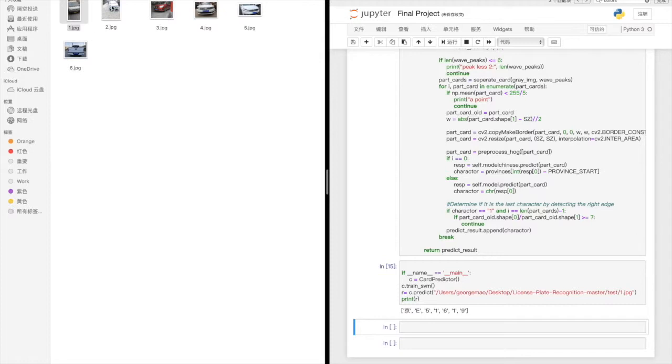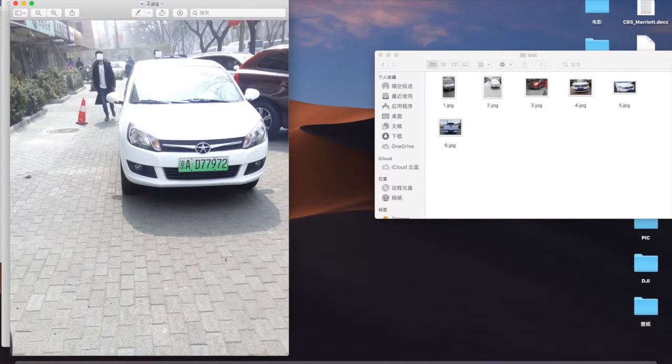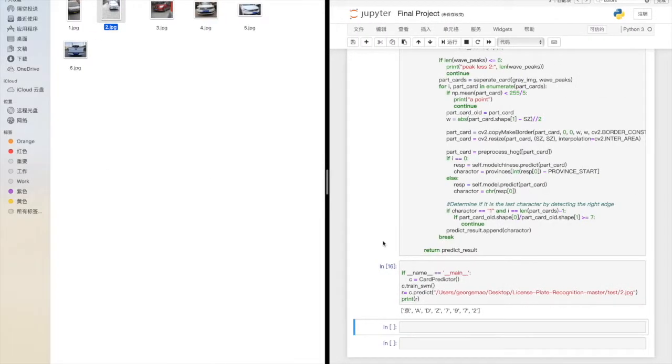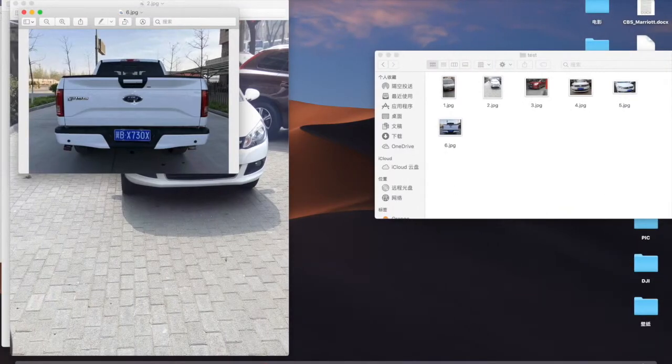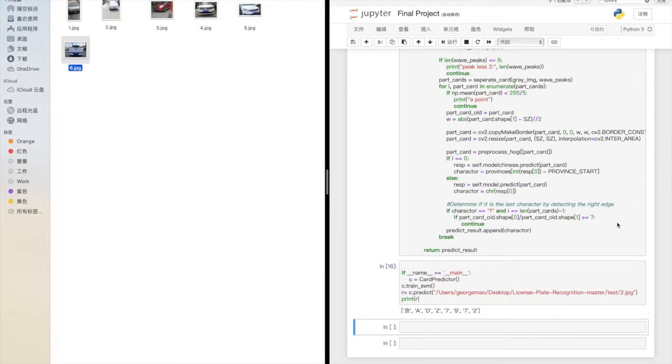And then we could also check the second picture, and this is AD77972, and there's a mistake here, but the other characters are correct. And then we could test this picture, and this is BX73030X.